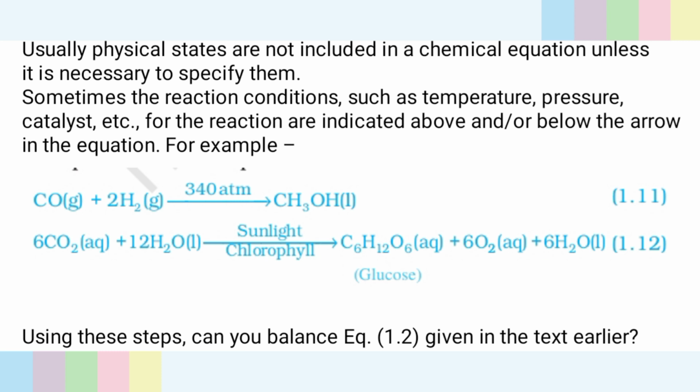The second one is the chemical equation of photosynthesis, where the sunlight and also the chlorophyll are written. That means photosynthesis takes place only in the presence of sunlight and chlorophyll. Using this step, can you balance the equations given in the text earlier? So if you have come across many chemical equations, try to balance them.